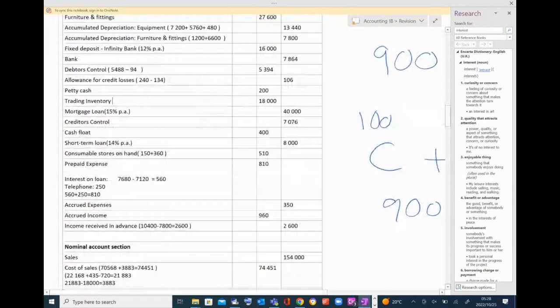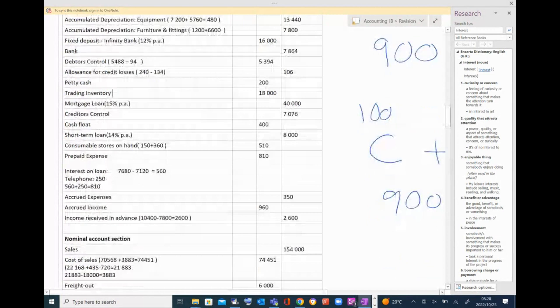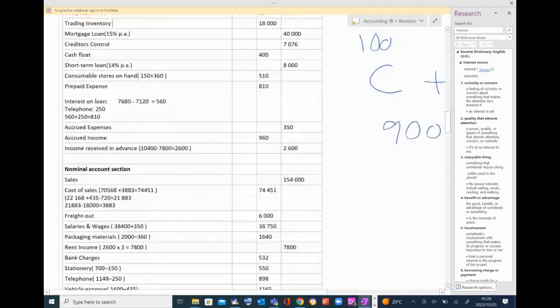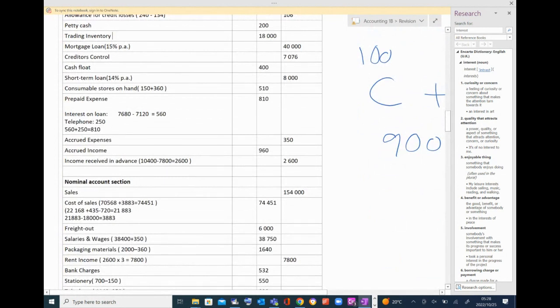Let me maybe talk about these things whilst they're in front of us. So where's stationery here? Let's just finish this and I'll get to you. So there you can see we deducted the 150. Packaging material, where's packaging? It's there. We deducted the 360. And what have we done? Consumable stores on hand. Can you see we've added those two amounts? Okay. And then obviously your trading inventory, you then are supposed to calculate.